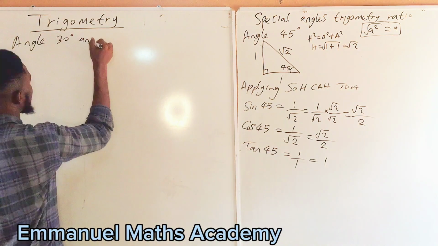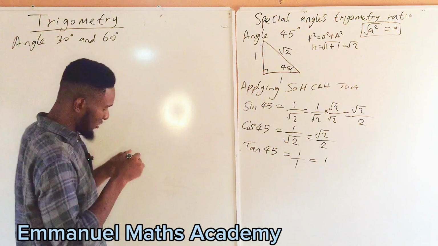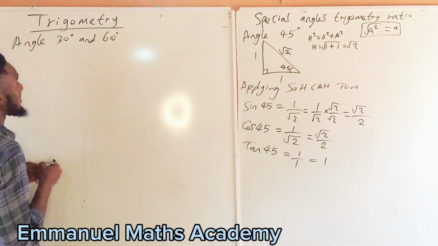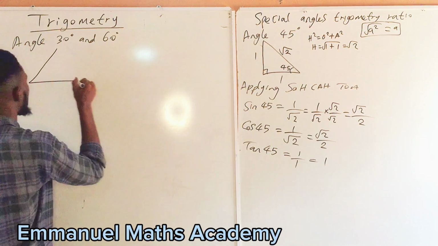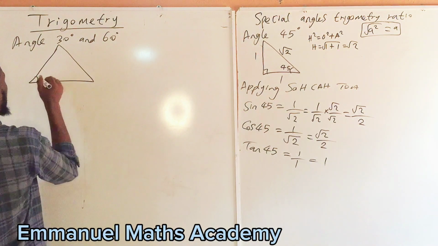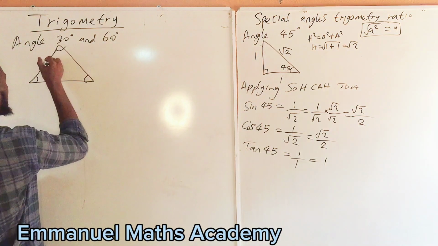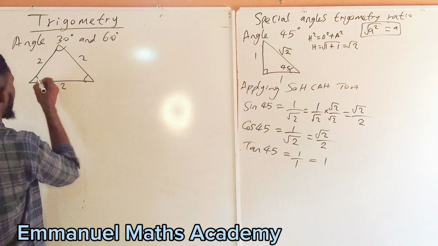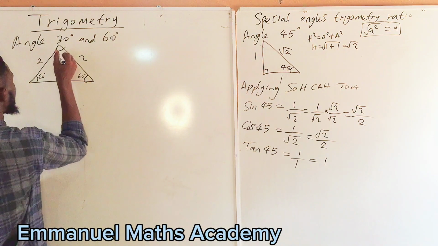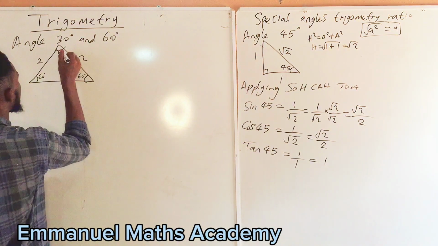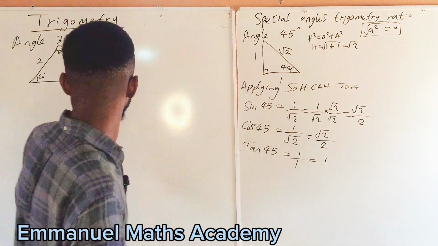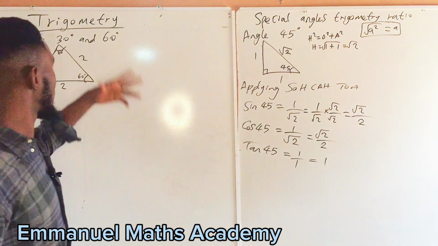30 degrees and 60 degrees. Now we also make a mathematical assumption from this angle: an equilateral triangle, where you have the 3 sides to be equal. What are the sides? 2, 2, 2. And each angle here is 60 degrees, also 60 degrees, right? Because you know that the sum of a triangle is what?